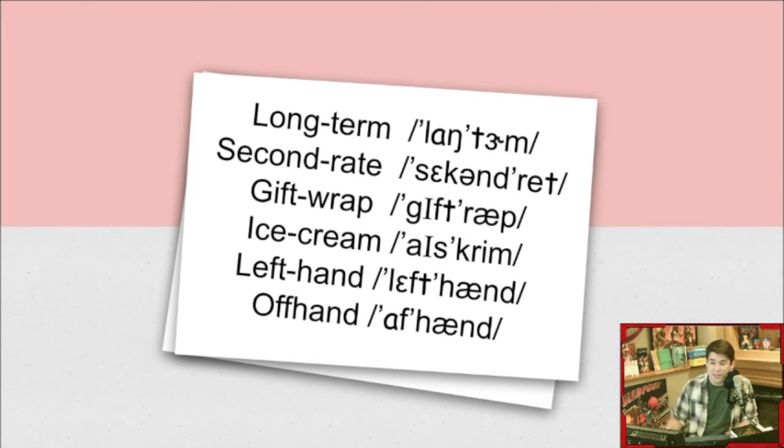You'll notice how in these examples, you'll have two stress marks because you say it exactly how it sounds. When you say the word long term, you don't say LONG term. I guess you could, but it sounds better when you go long term. Long term, two stresses. Long term, or second rate, or gift wrap, or ice cream. You don't go ICE cream, or SECond rate, or GIFT wrap. You can do it like that, but it does sound better when you have those two primary stresses.